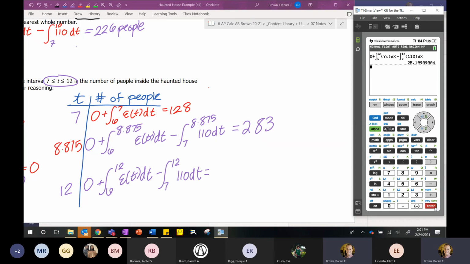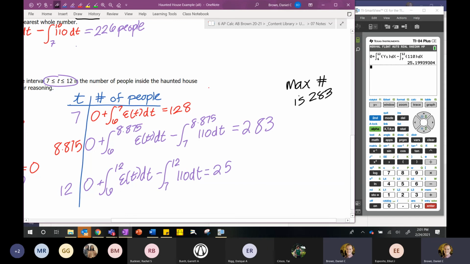And we see that at 12, we have 25 people in the haunted house. So how would I answer the question? We're looking for the maximum number of people in the haunted house. What was the maximum number of people in the haunted house? 283. So the maximum number of people is 283. It didn't ask when that occurred, but that occurred at t equal to 8.875, so pretty close to 9 p.m. So that's the candidates test for this problem.